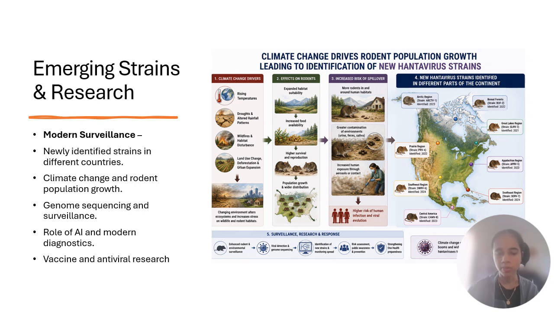But the science is also responding rapidly. Researchers are using advanced genome sequencing and artificial intelligence to detect and monitor emerging strains in near real time. By analyzing the virus's genetic changes, scientists can track transmission patterns, identify mutations, and even help predict potential outbreaks before they spread widely. At the same time, global research teams are racing to develop effective vaccines, antiviral therapies, and faster diagnostic tools to stay ahead of this evolving viral threat.